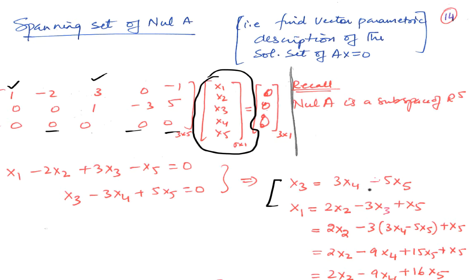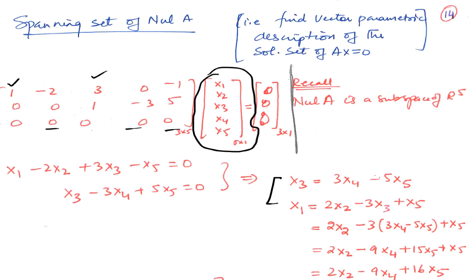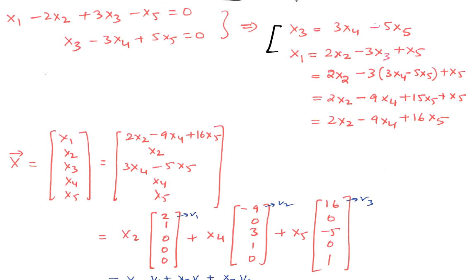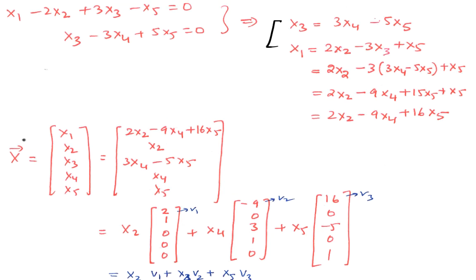So when you write X3 in terms of X4, X5, X2, or X1 in terms of X2, X3, X5, it's all simple math. We just plug it in. What we have to do is write this matrix, guys. We have to write this vector X as, now this is the one we're looking for. Remember, this is in the null space of A. It's a collection of all those x's such that AX is 0. Okay, this is my X.